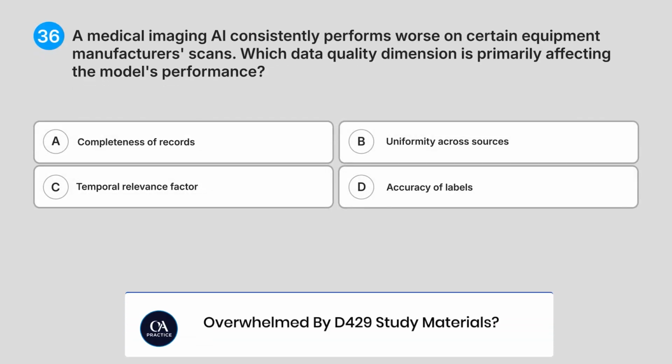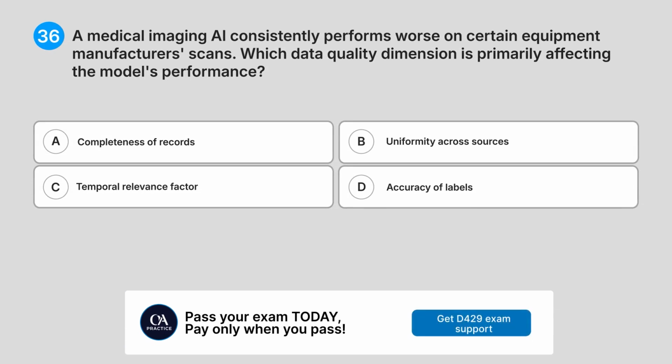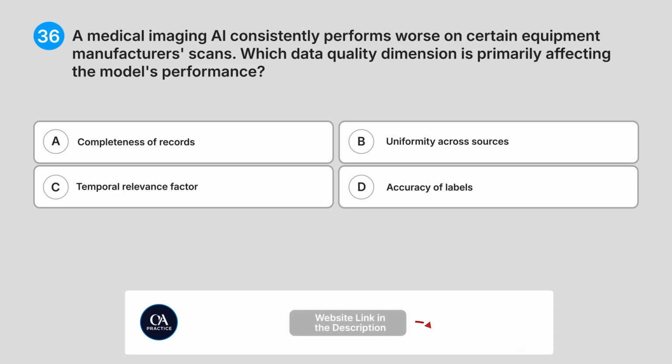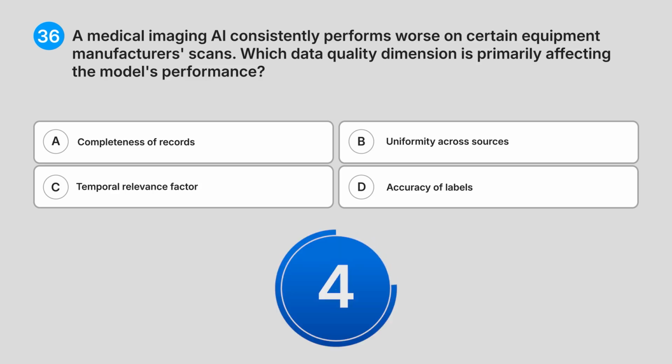36. A medical imaging AI consistently performs worse on certain equipment manufacturers' scans. Which data quality dimension is primarily affecting the model's performance? A. Completeness of records. B. Uniformity across sources. C. Temporal relevance factor. D. Accuracy of labels. Do you know the answer?